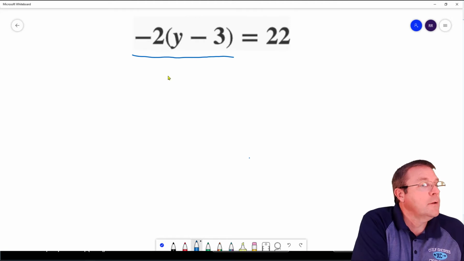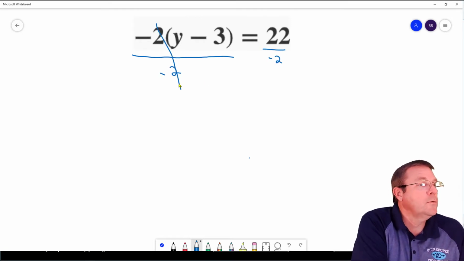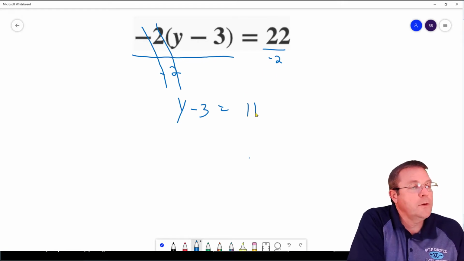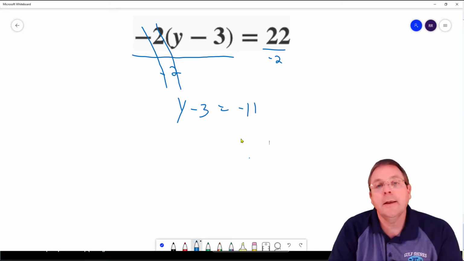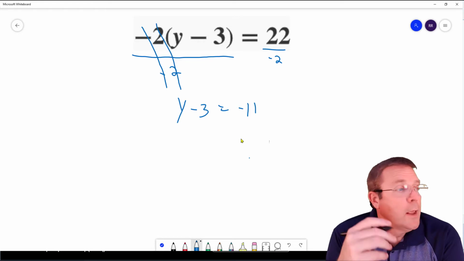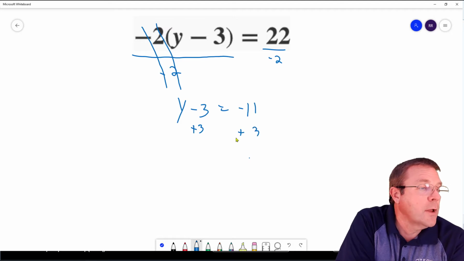So we're going to divide both sides by the negative 2 first. The 2's divide each other out, the negatives divide each other out, and that's going to leave y minus 3 on the left. 22 divided by 2 is going to be 11. Positive divided by a negative, that's just going to leave me with a negative. Now all I have to do is undo addition and subtraction. 3 is subtracting itself from y, so I'm going to add 3 to both sides.